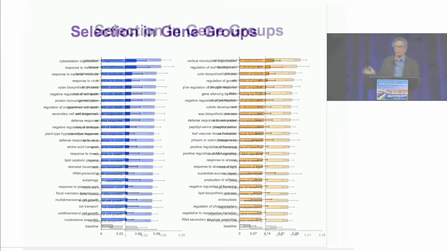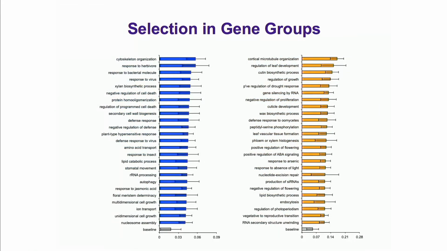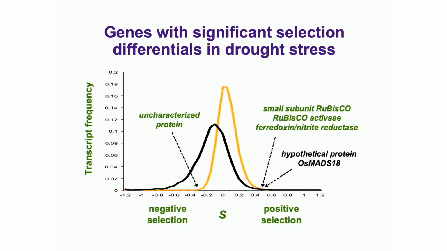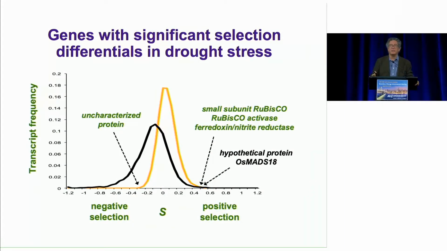And we can do things like, of course, look at what classes of genes or gene groups are selected in a variety of different conditions. I'm not going to go through all of this with you. Finally, what I'd like to show is that the one thing that's interesting is now that we have the distribution of selection differentials, which genes have such strong selection that they're significant, okay?